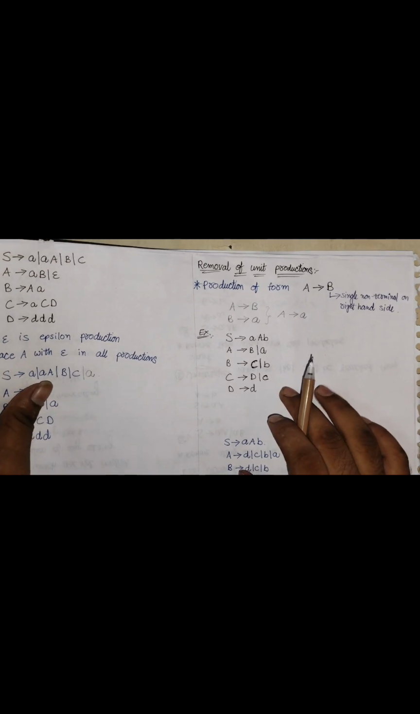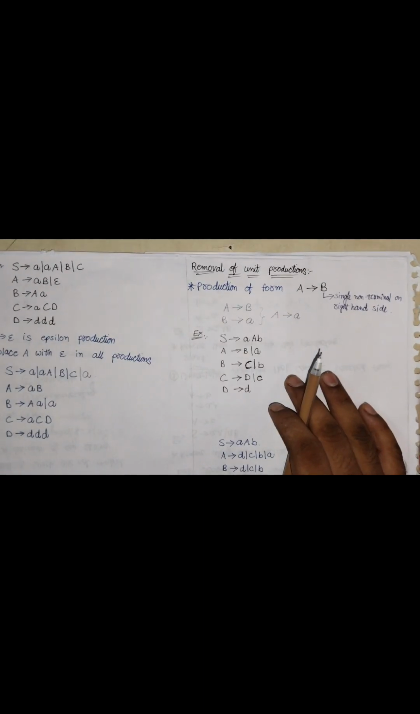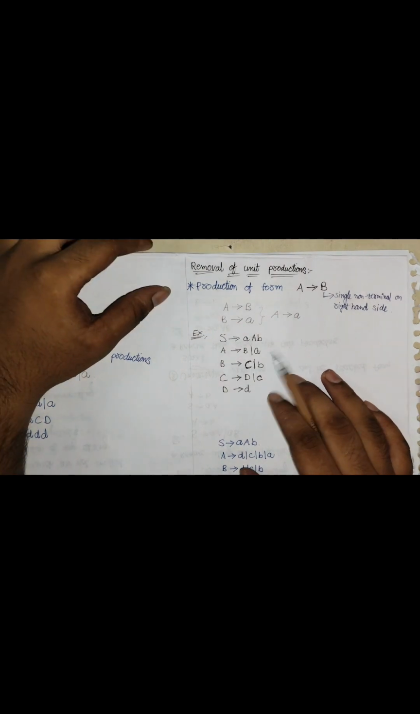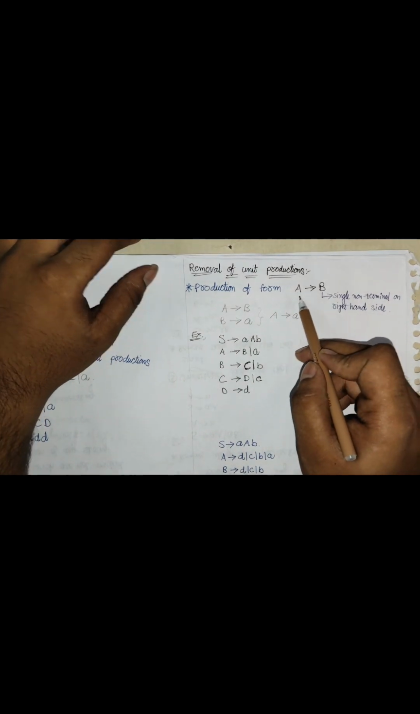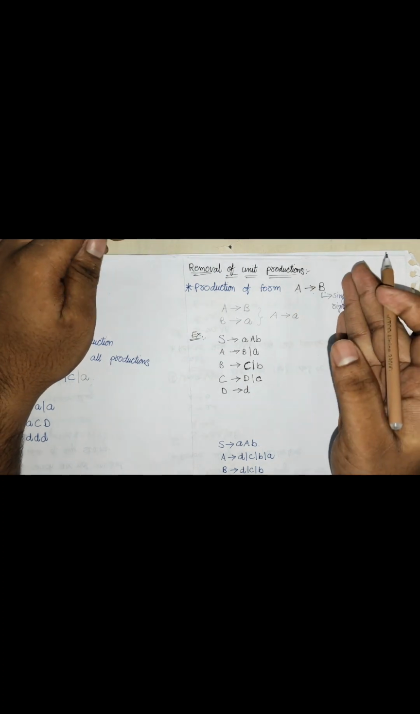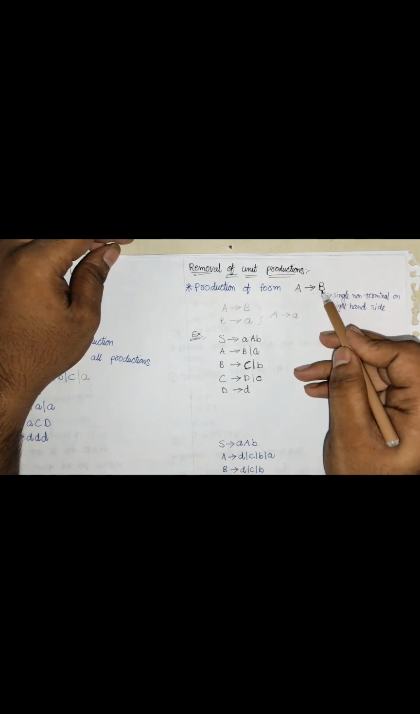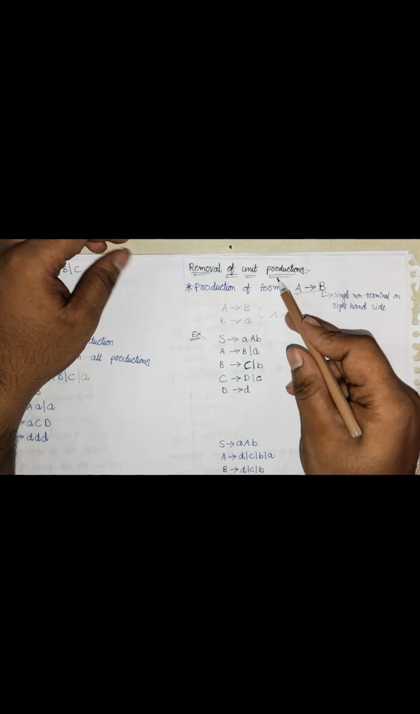So next, second step is removal of unit productions. We have seen epsilon productions. Now we will see unit productions. Unit productions in the sense non-terminal which tends to a single non-terminal. In the right hand side you should have only one non-terminal. If it is of that form, then this production is said to be a unit production.